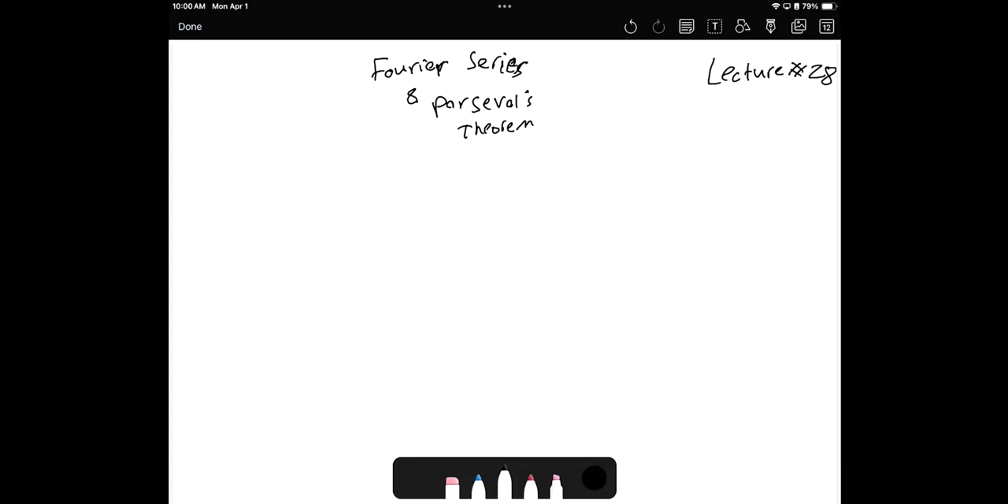Today's lecture will be the last lecture of our Fourier series. We'll also go through the Parseval Theorem. The readings for today's lecture are pages 216 to 218.